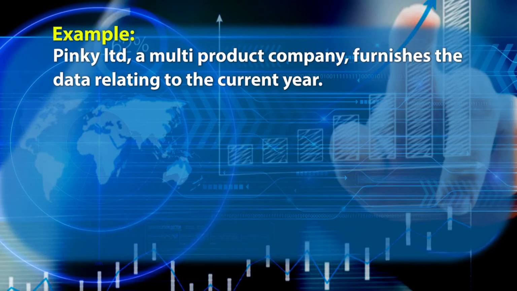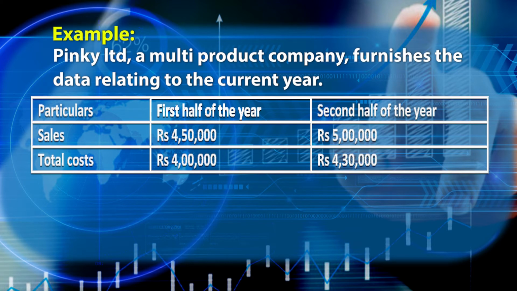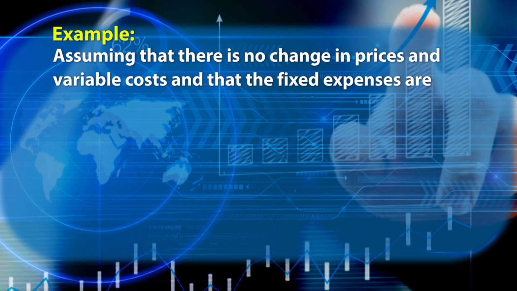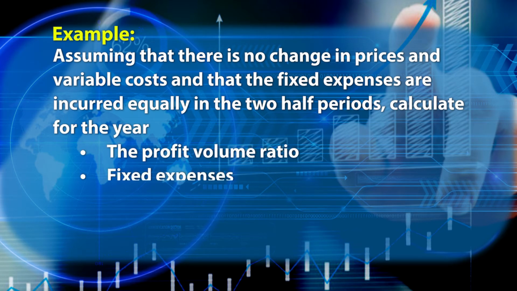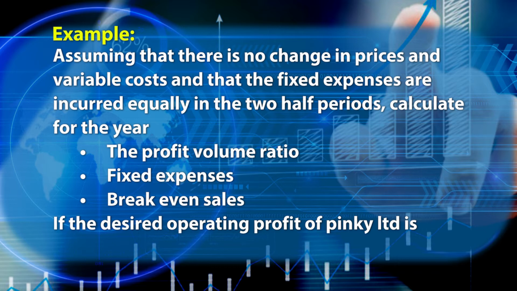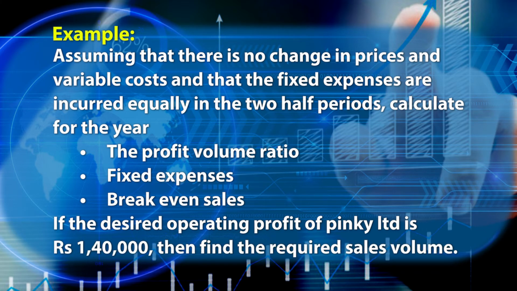Pinky Limited, a multi-product company, furnishes the data relating to the current year. Sales for the first half year is rupees 4,50,000 and for the second half it is 5 lakhs. The total cost for the first half is 4 lakhs and for the second half it is 4,30,000. Assuming that there is no change in prices and variable cost and that the fixed expenses are incurred equally in the two half periods, calculate for the year the profit volume ratio, fixed expenses, break-even sales. If the desired operating profit of Pinky Limited is rupees 1,40,000, then find the required sales volume.